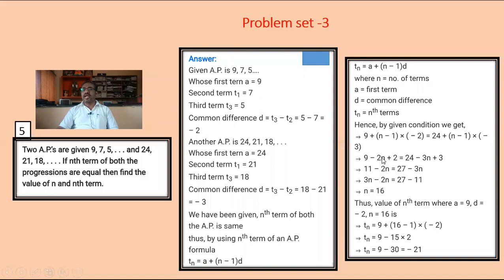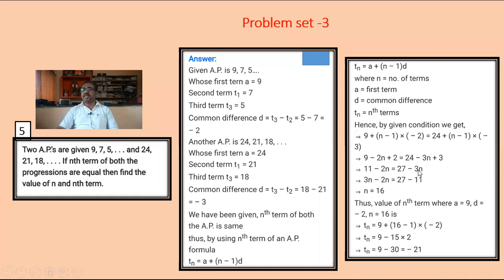Okay, 9 minus 2 multiply n minus 1: minus 2 multiply n is minus 2n, minus 2 multiply minus 1 is plus 2. So 9 minus 2n plus 2 is equal to 24 minus 3 multiply minus n plus n is minus 3n, minus 3 multiply minus 1 is plus 3. Therefore, 24 minus 3n plus 3. Here 9 plus 2 is 11 minus 2n is equal to 24 plus 3 is 27 minus 3n.